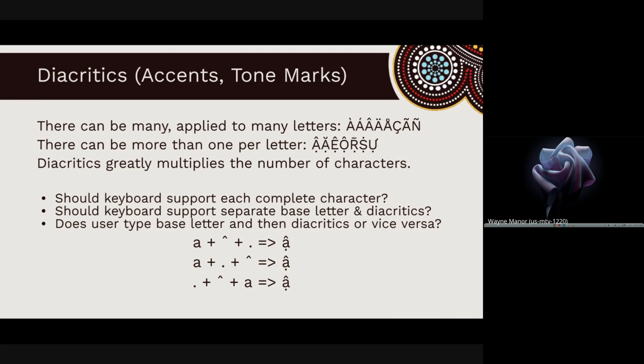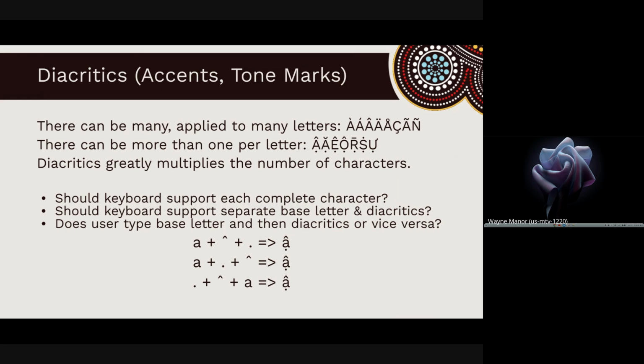And another question might be, do I support each of these characters with the diacritic and tone mark? Should each one get its own key, right? You hit a key and it's going to generate A with an accent above and a dot below. And then the next one for another character. Maybe.